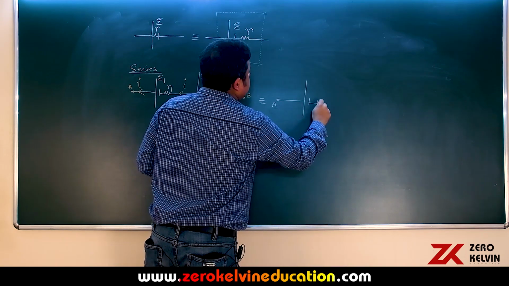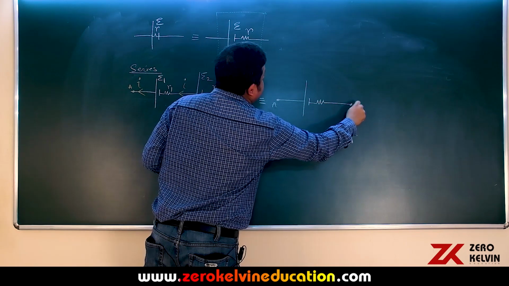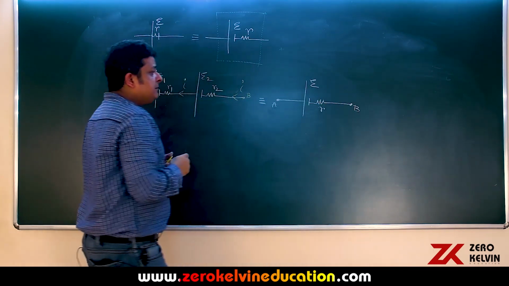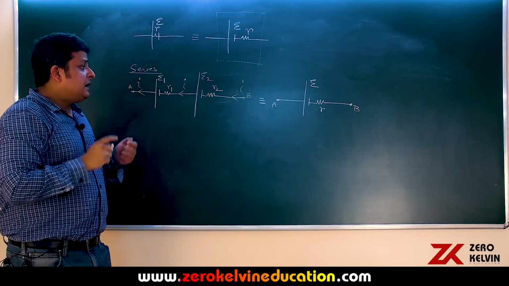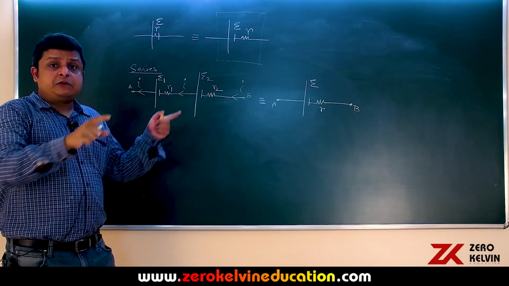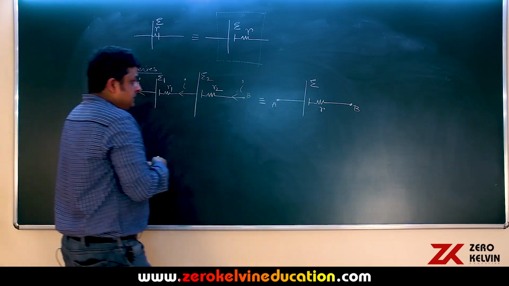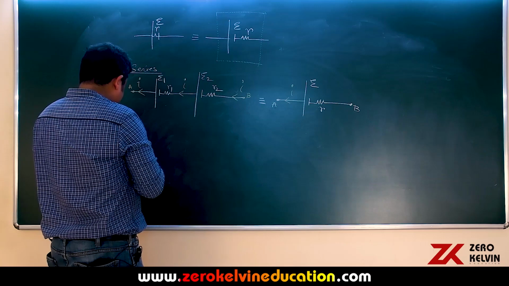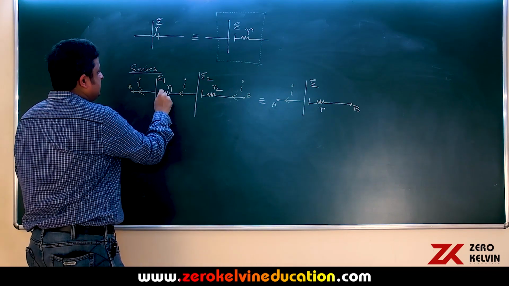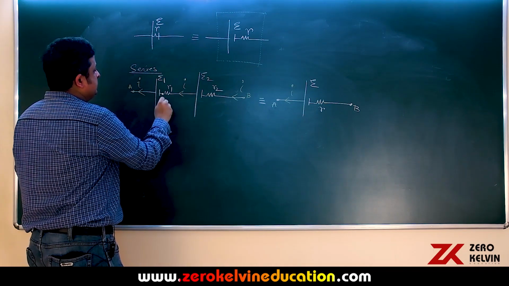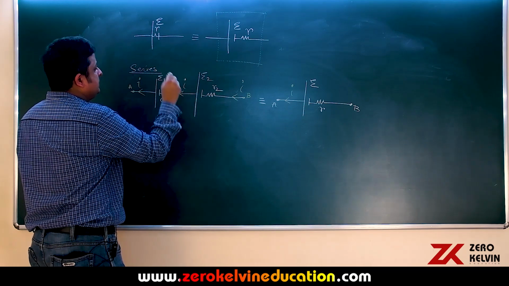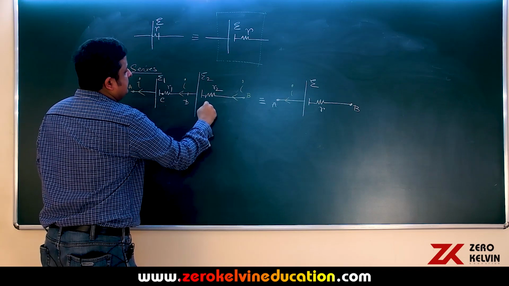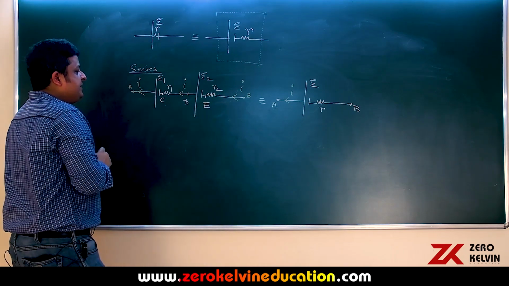So, this is equivalent to this, and this is point A. These two cells are replaced by one cell and one internal resistance R. This E is the EMF of the equivalent cell and R is the internal resistance of the equivalent cell. So, this will carry the same current I. Now, that is A, B. Let us name these other points: C, D, E, and again B.